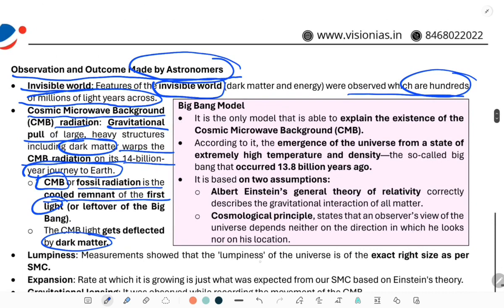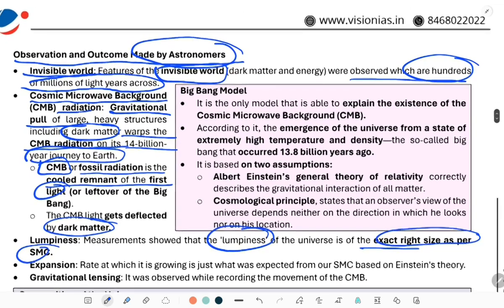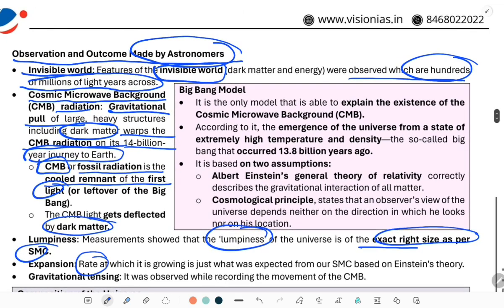Lumpiness measurement showed that the lumpiness of the universe is of exactly the right size as per the SMC. The rate at which the universe is expanding is just what was expected from our SMC based on Einstein's theory. And gravitational lensing is observed while recording the moment of the CMB.